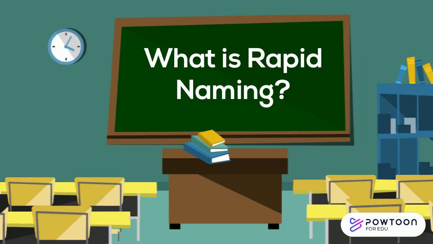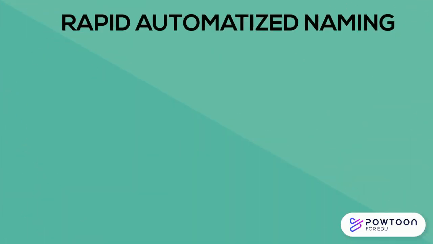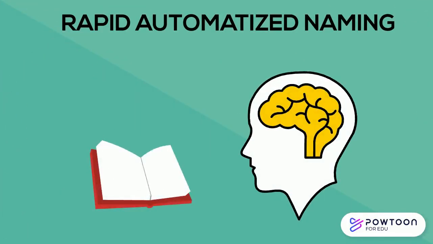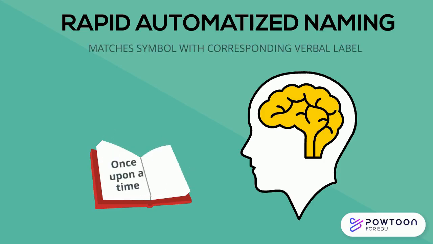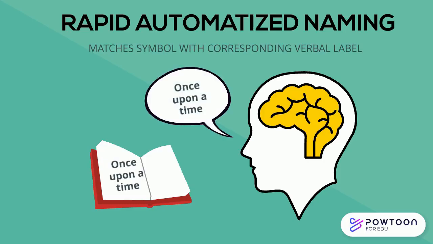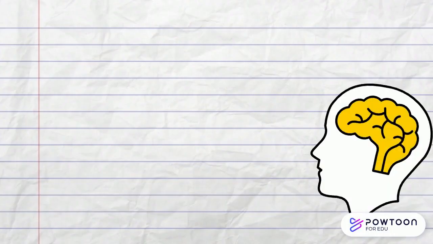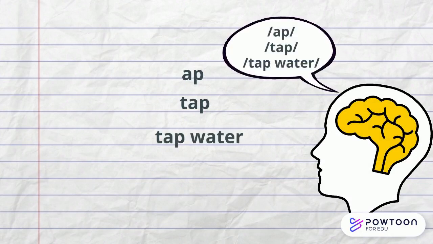The term rapid naming is receiving more attention in educational circles. But what is it? Rapid naming is related to reading. When we read, our brain matches letters or words with corresponding verbal labels. As we encounter a pattern of letters, we retrieve the associated sound. For a word, we retrieve the correct pronunciation.